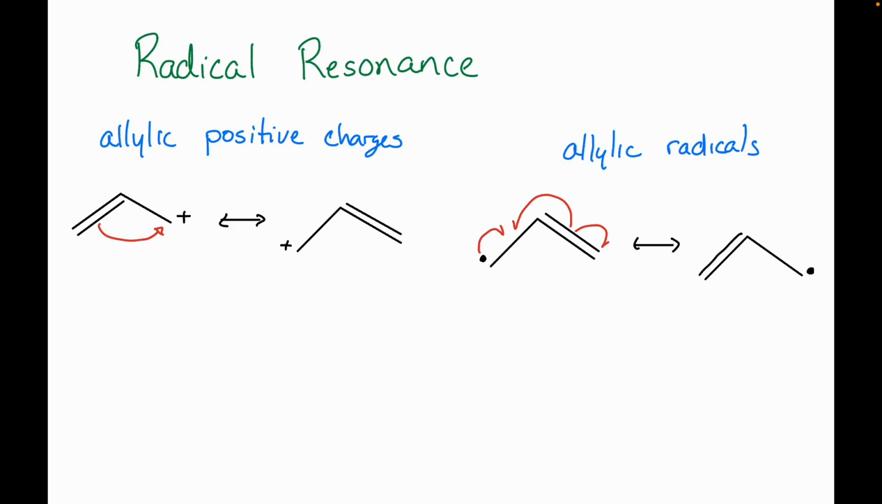All right, and the bottom line here is that allylic radicals are stabilized through resonance.